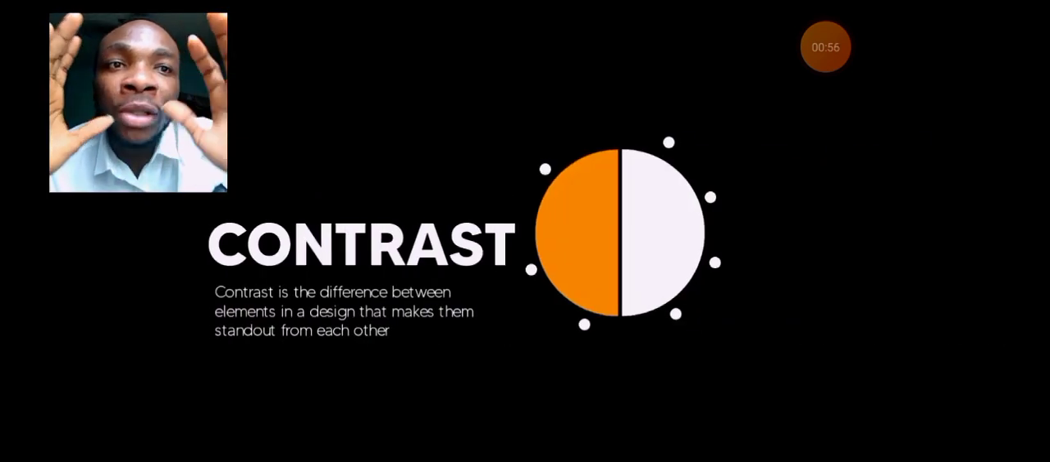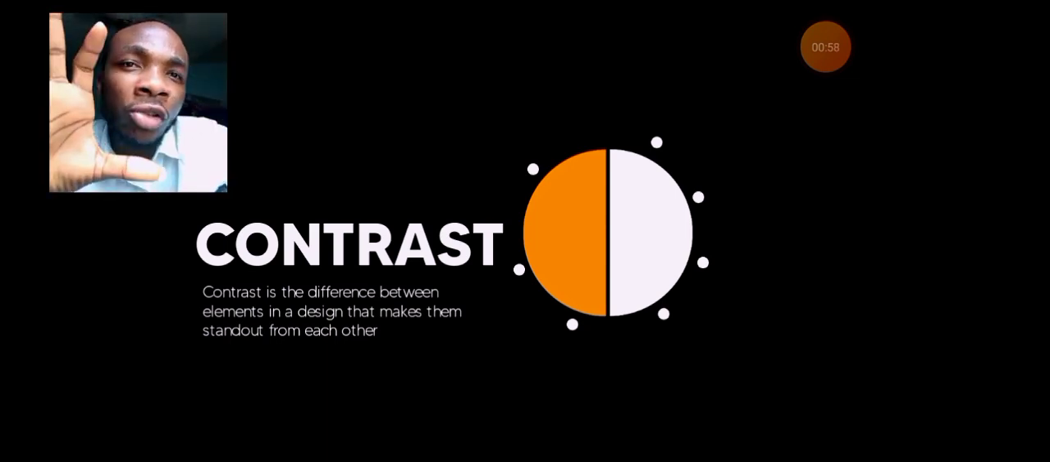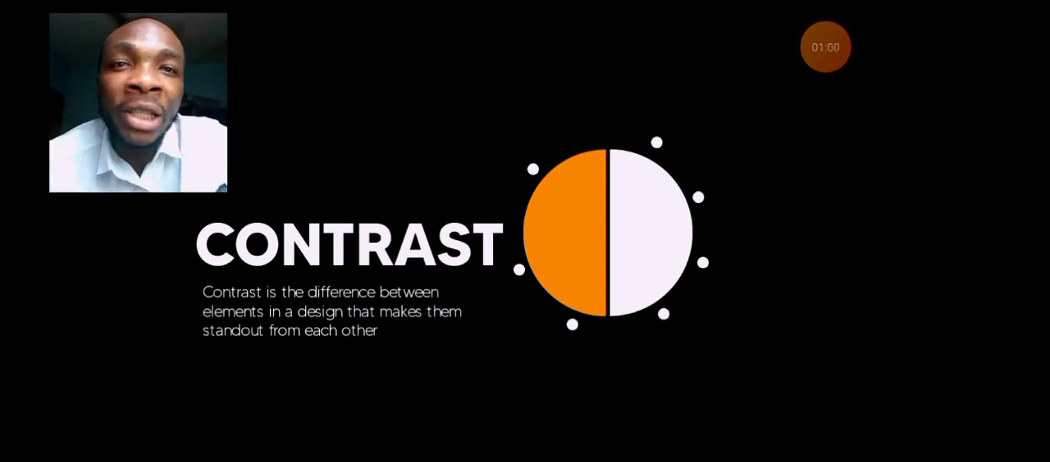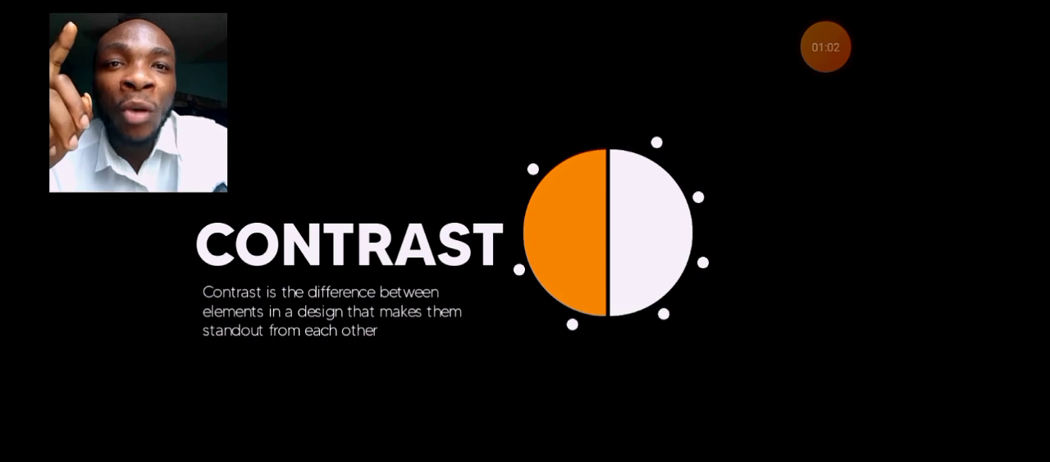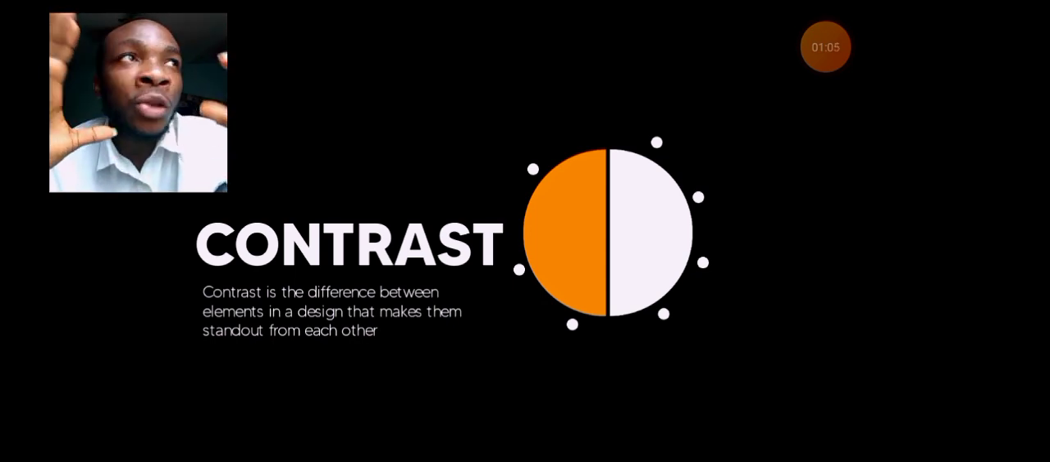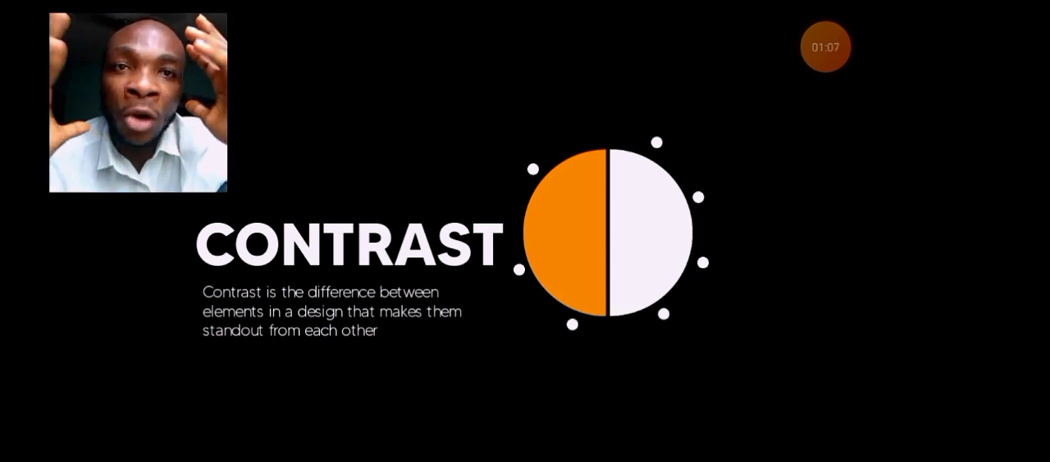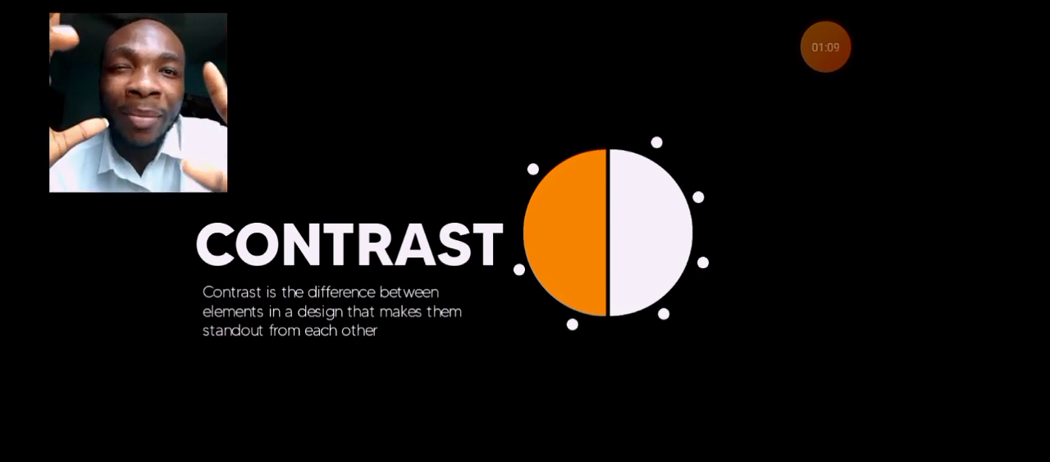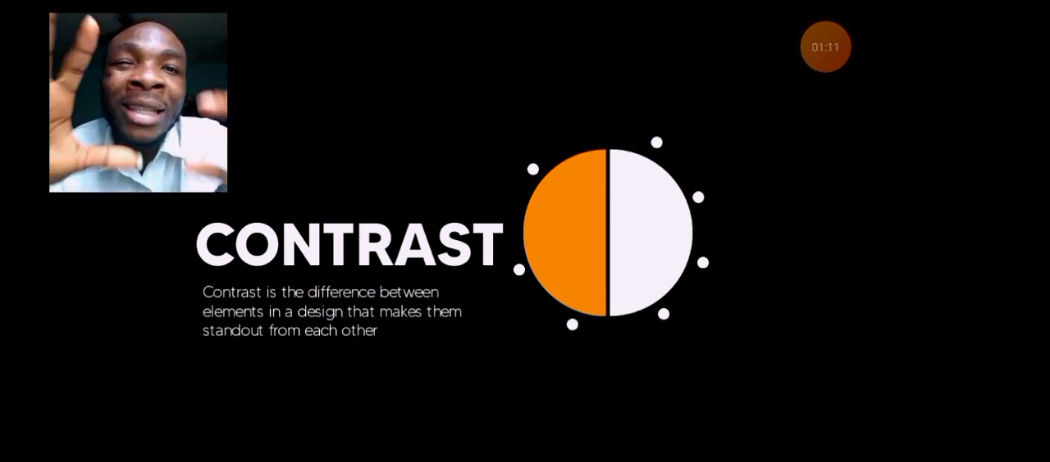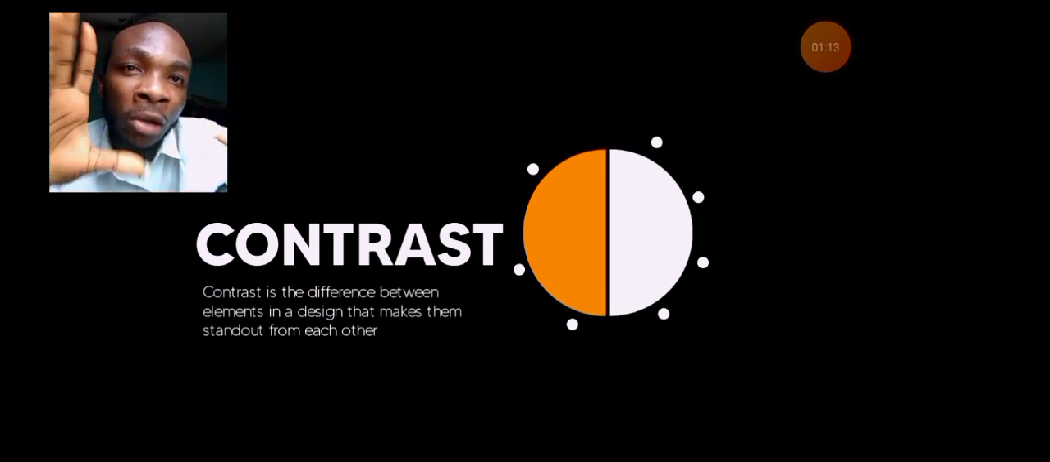So the first principle that I'll be talking about is called contrast. Now, contrast is one of the most basic rules every designer must observe. You'll be asking, what does contrast mean? It's simple. Contrast is the difference between elements in a design that makes them stand out from each other.